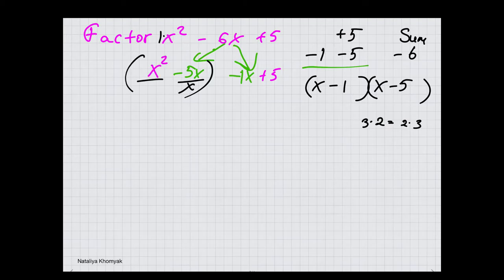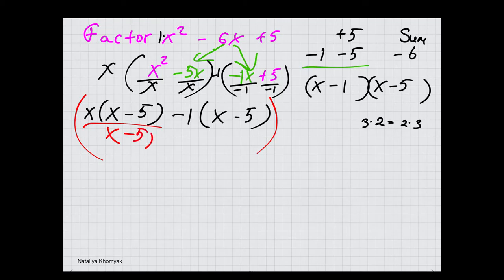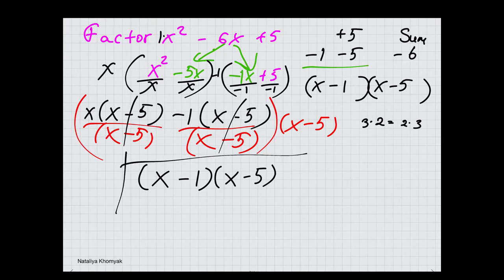So I'm going to take out x from here. And I need to change signs here, so we divide by negative 1. So we have x minus 5 minus 1, x minus 5. Let's take out x minus 5. Whatever goes in the denominators goes on the outside. This and this will cancel, so we have x minus 1 times x minus 5. And this is our solution.